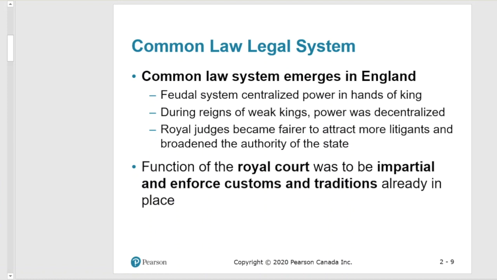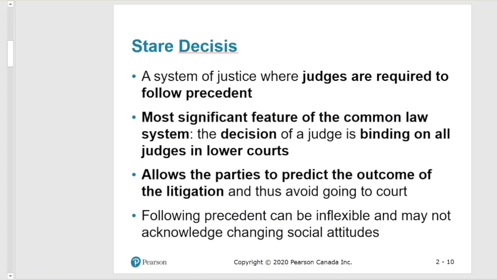Okay? So what is the common law? Well, the common law system comes from England, and the most important characteristic in a common law system is that decisions, past decisions, they become law. So the main source of law will be past decisions and not a code.